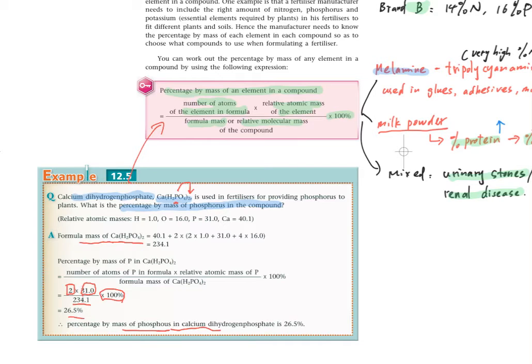The formula mass is not really difficult to find. It's just the sum of all the relative atomic masses according to the periodic table. Then you can solve this problem. Okay, I hope you understand.